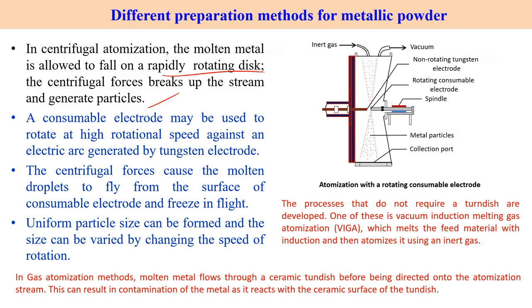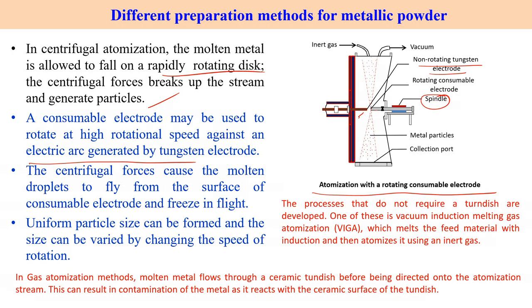Now we can use another process, atomization with the rotating consumable electrode. This is another common method to produce powder particles. In this case, for the consumable electrode, we use a non-rotating tungsten electrode, which we can see here, and this is the consumable electrode, which is supported by the spindle here. The arc is created between the non-rotating tungsten electrode and the rotating electrode, at high rotational speed.